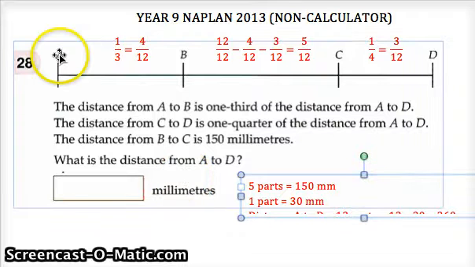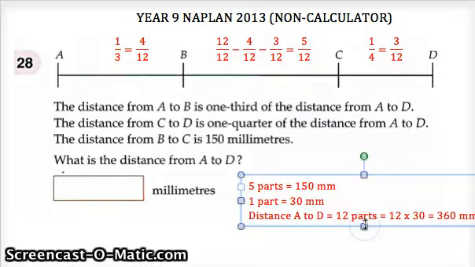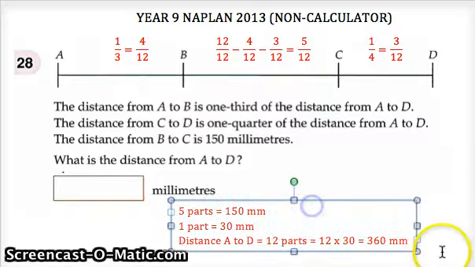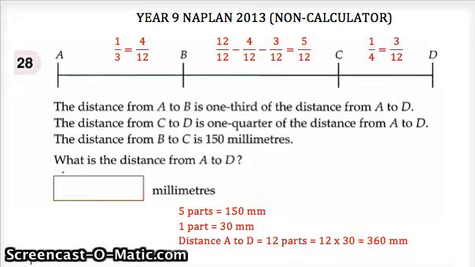Now we need to know the distance from A to D, and A to D represents 12 parts because it's the complete length. So the distance from A to D is 12 parts, so we do 12 times 30 is 360 millimeters. So our answer is 360.